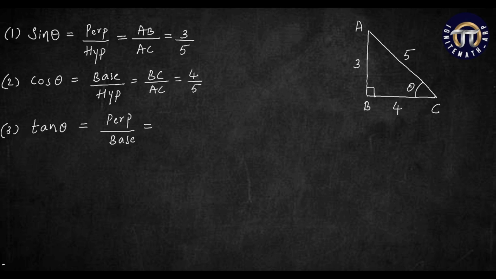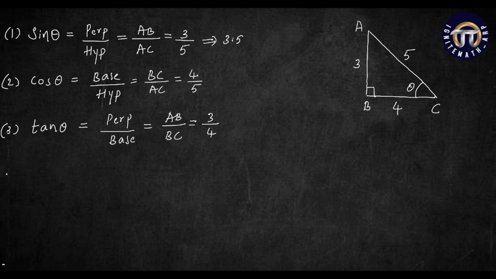It is a ratio between perpendicular and base. So here it is AB divided by BC. That is nothing but 3 by 4. So since we are talking about the ratios, you can write it as 3:5 also, children, no issues.